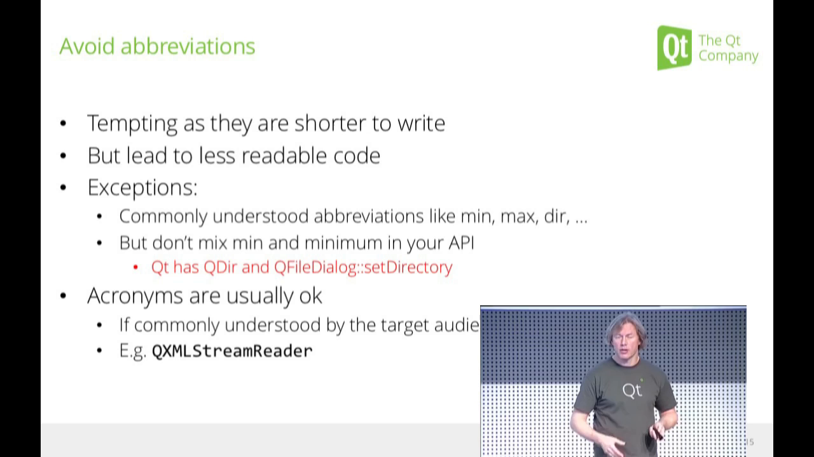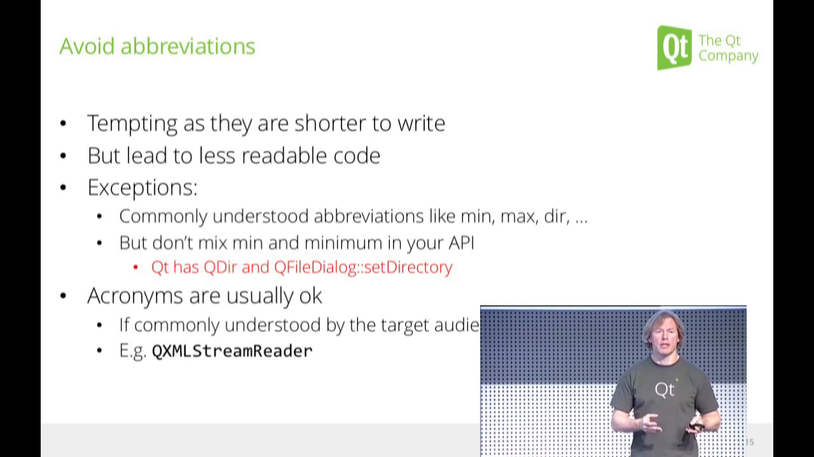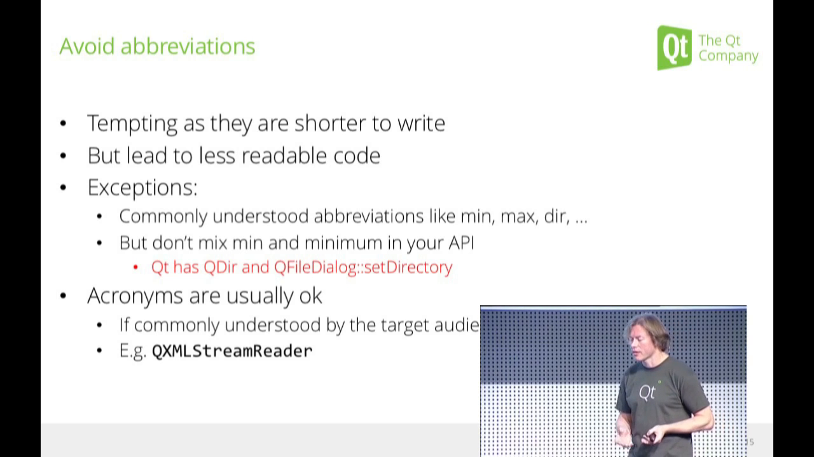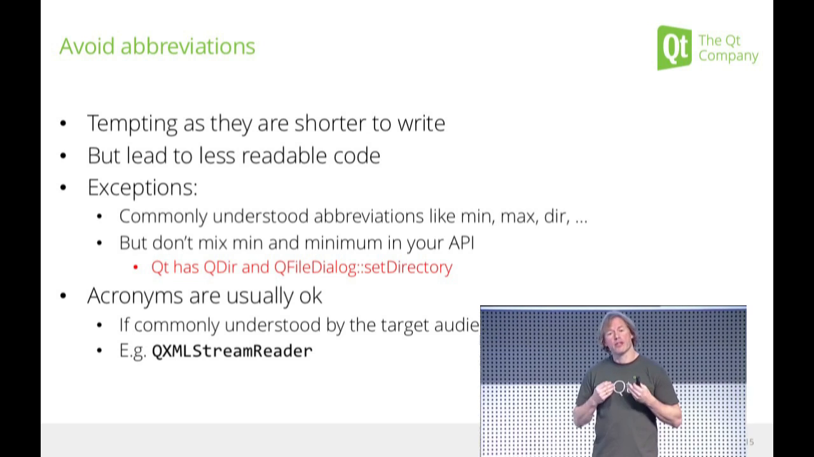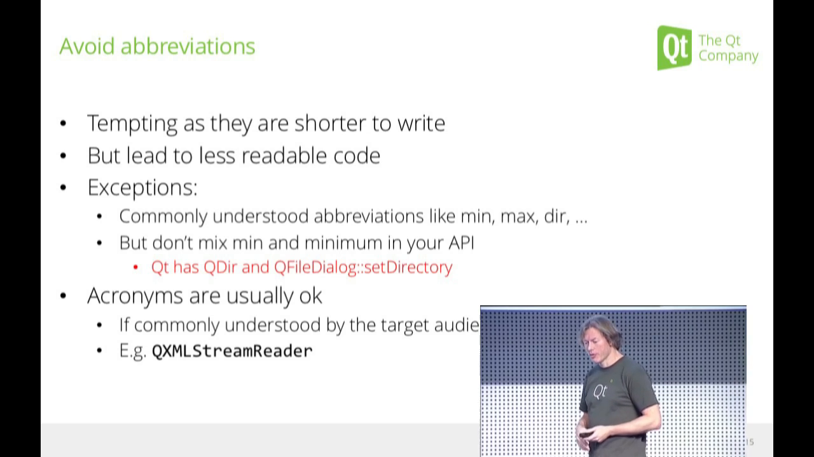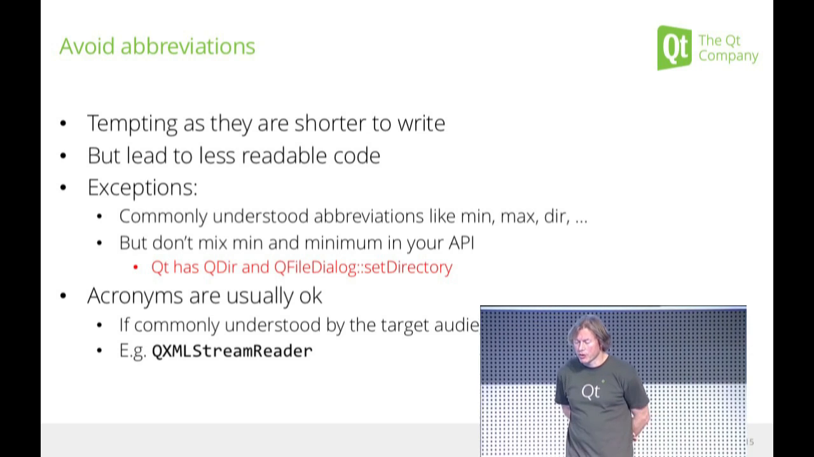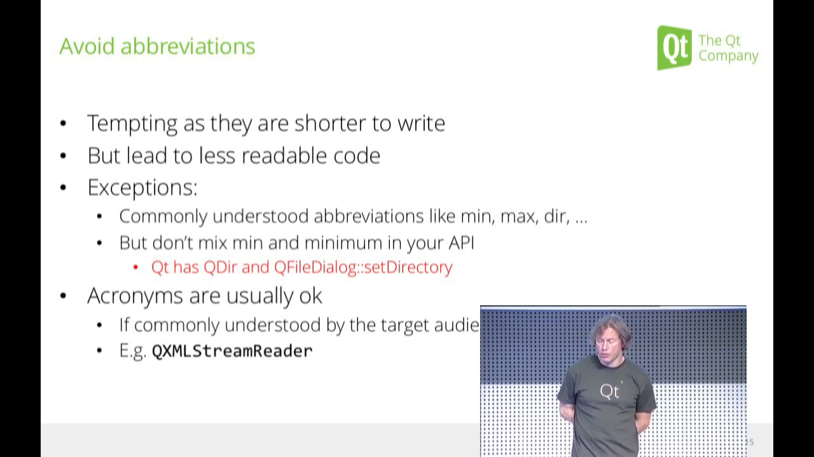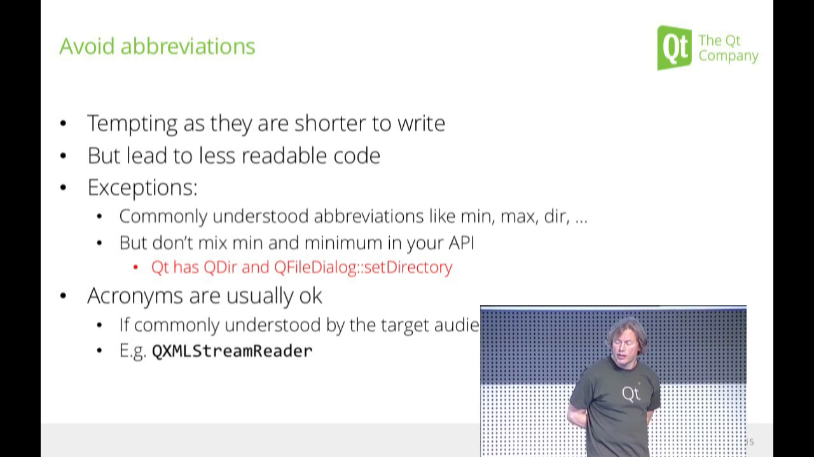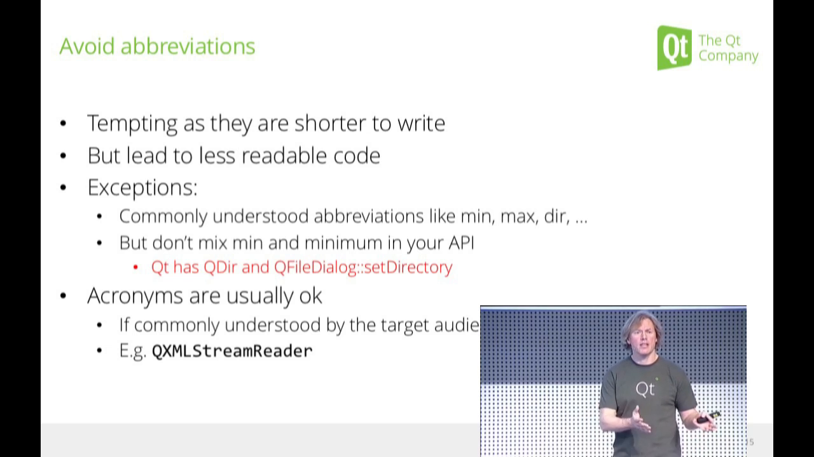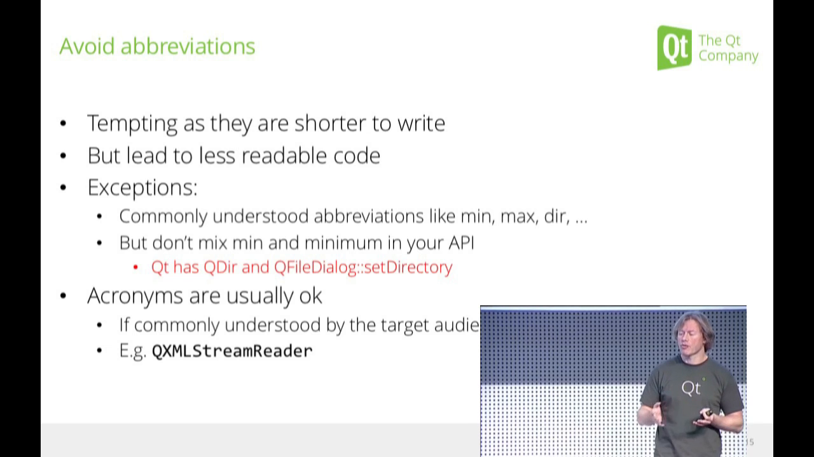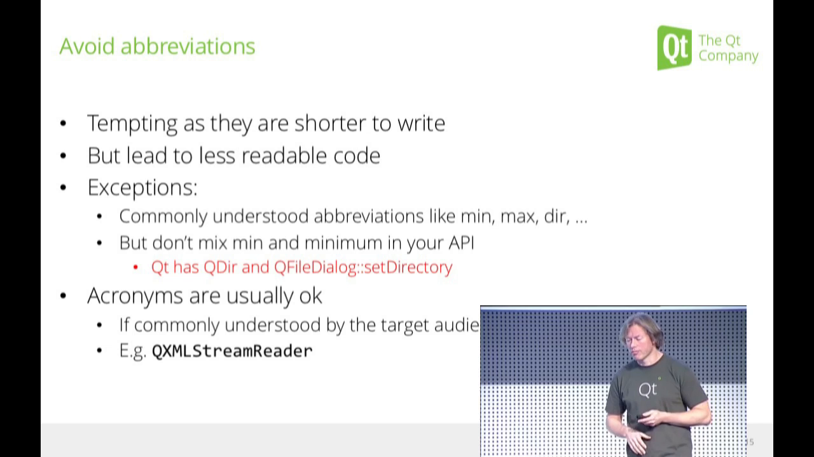There are some exceptions, like common abbreviations, min and max, for example, you could use that. But then you should use them consistently all over so people get used to them and they know it's always that abbreviation. There's something that we have been doing wrong in Qt as well. We have QDir, and then QFileDialog has a method setDirectory, not setDir. It's not consistent. So you always have to look that up when you write your code.